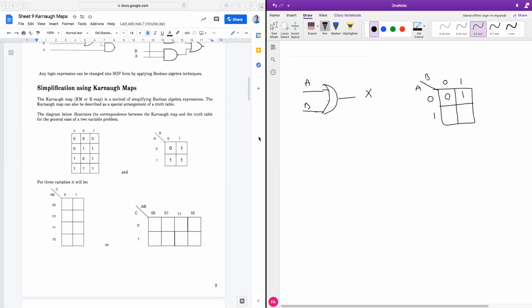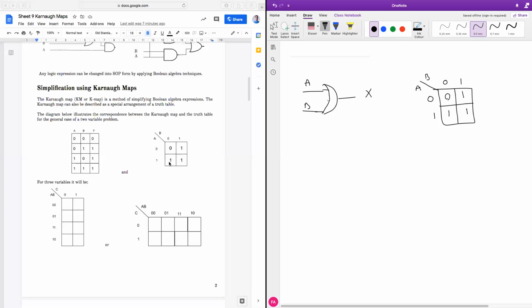Next one, 1, 0. A is 1, B is 0. Here the output is 1. And 1, 1, which is A and B, both of them are 1. We are talking about this cell. When both of them are 1, the output is 1. So as you see, we convert this form of truth table into a new representation for K-map.